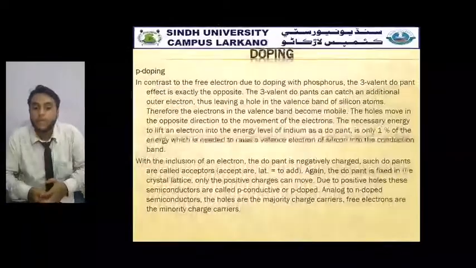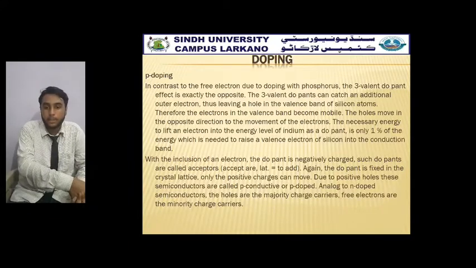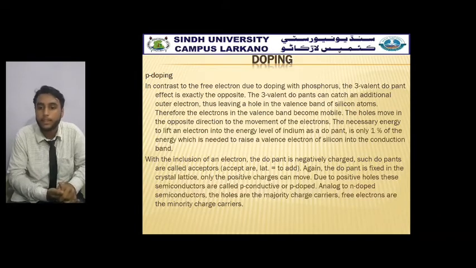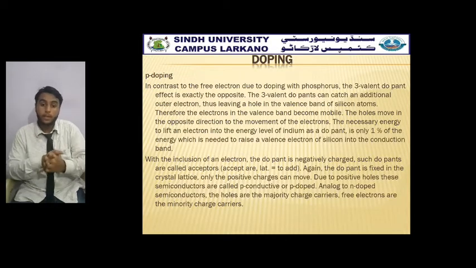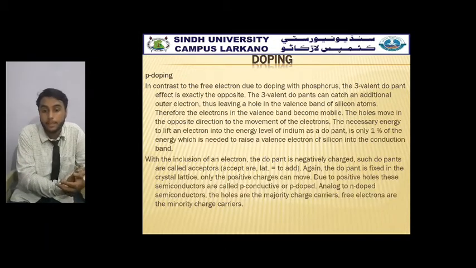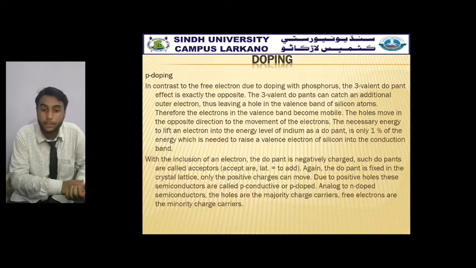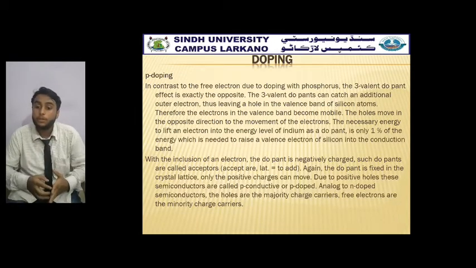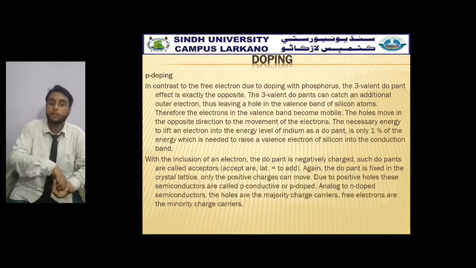P-doping: with doping by the 3-valent dopant, the effect is exactly opposite. The 3-valent dopant has one outer electron fewer, thus leaving a hole in the valence band of the silicon atom. Therefore, the valence bond electron becomes mobile, and the hole moves in the opposite direction to the movement of the electron. The energy necessary to lift the electron into the energy level of the dopant is only 1% of the energy needed to raise a valence electron of silicon into the conduction band. With the inclusion of the electron, the dopant is negatively charged, such a dopant being called an acceptor.